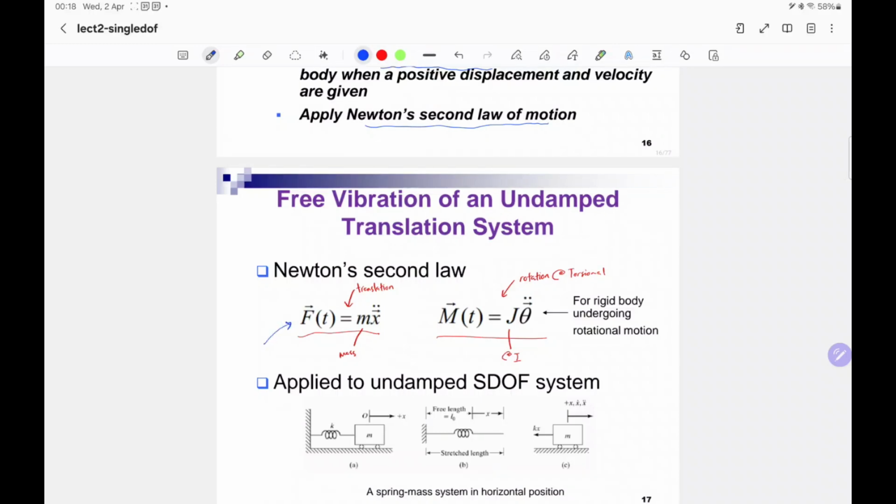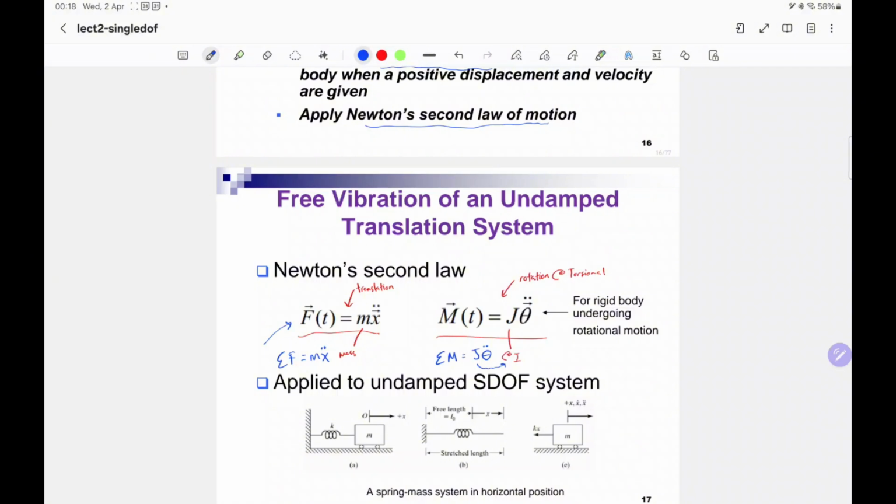the Newton's second law for translation system is sigma F equals m x double dot. This is for translation system, but for torsional system or rotational system, it is sigma moment equals J theta double dot. Okay, so J or I.